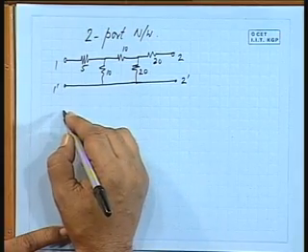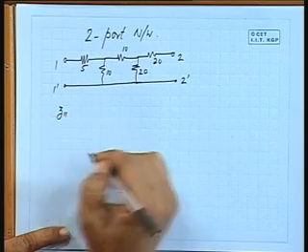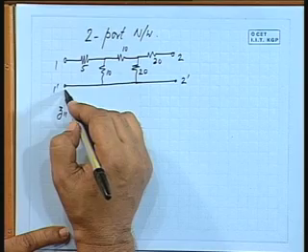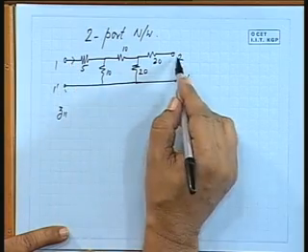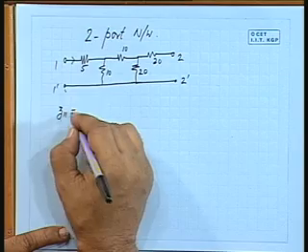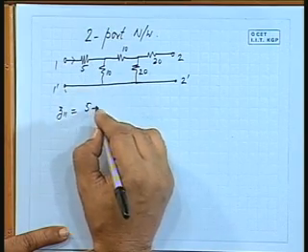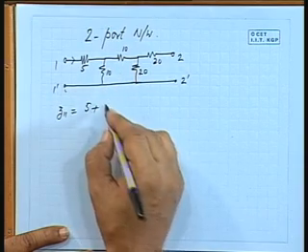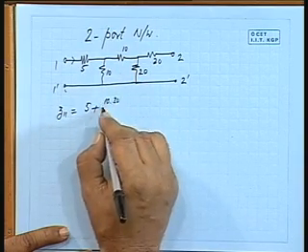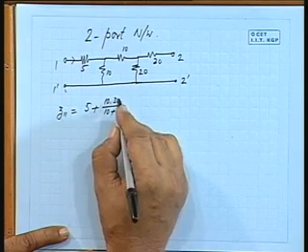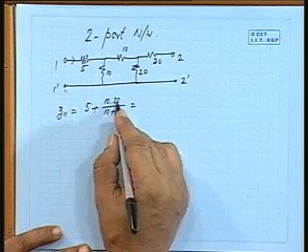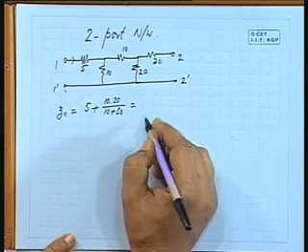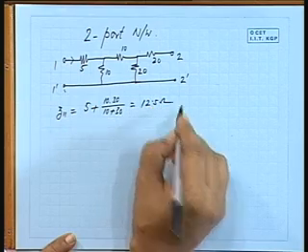What would be the Z parameters? Say Z11. It is the voltage at this port divided by the current when the other port is kept open. So Z11 is 5 ohms plus 10 ohms in parallel with 10 plus 20, 30. So it will be 10 into 30 by 10 plus 30. That gives me 300 by 40, 7.5, plus 5. So it gives me 12.5 ohms.